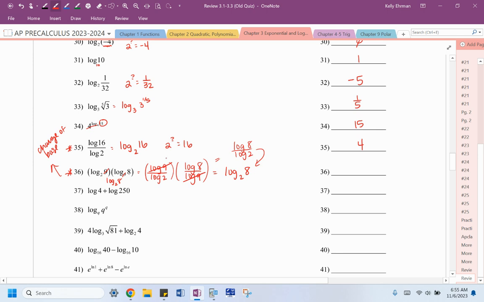Reverse change of base again, just like 35. That's log base 2 of 8. And so that answer is 3.